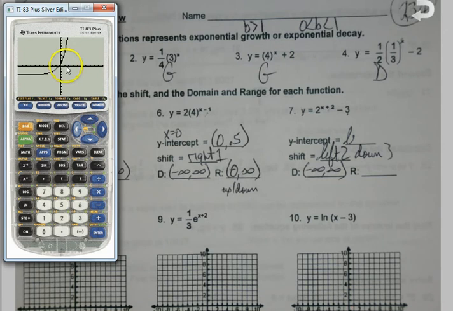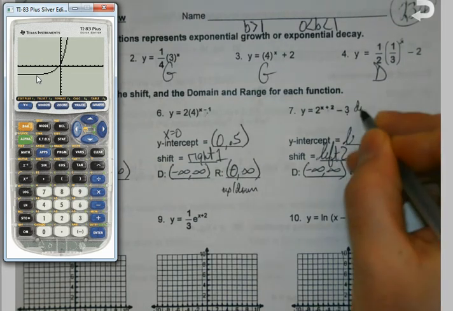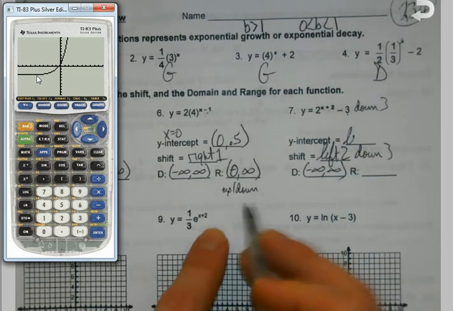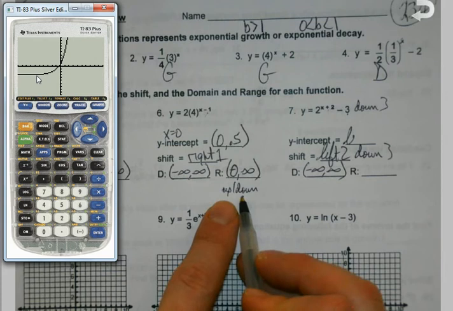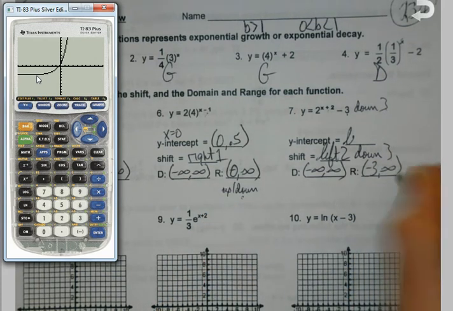And I look and I'm like, oh, looks like it's approaching down here at -3, which makes sense because we talked about the only way this is going to change is if there's an up or down shift. If this went down 3, so did my range.